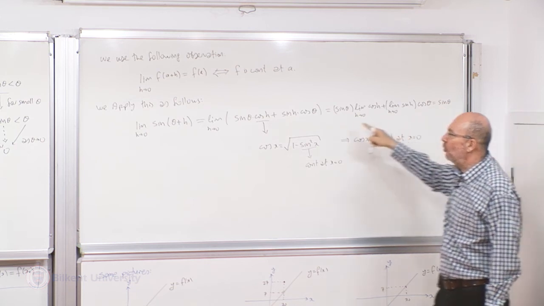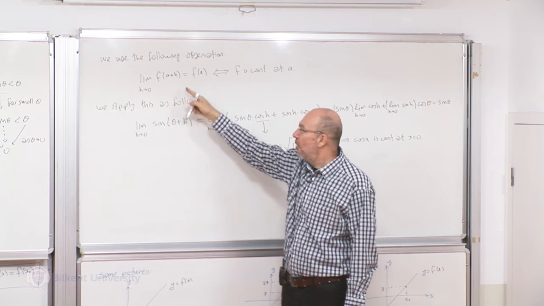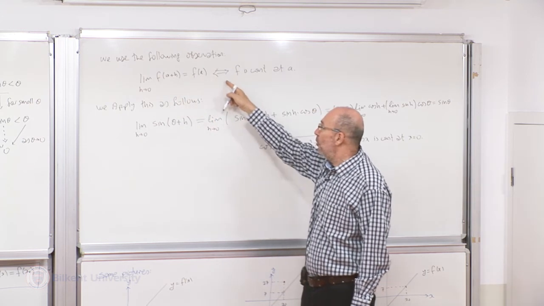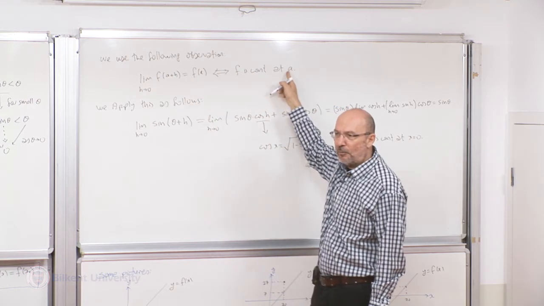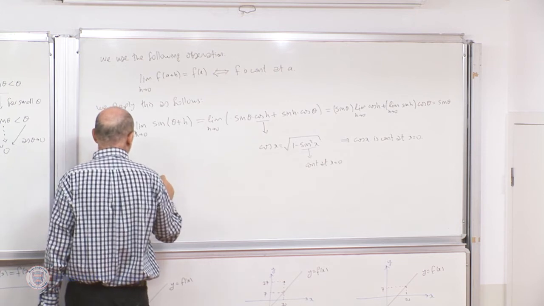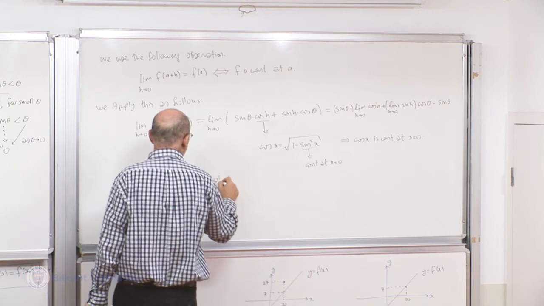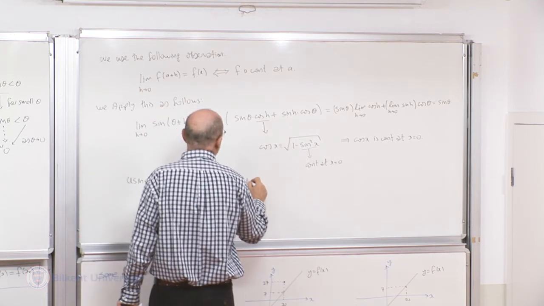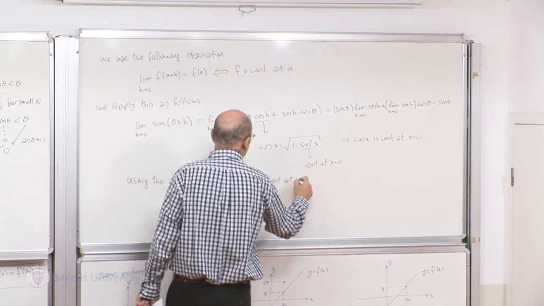Okay, so what did we do? We did this part. Our calculations gave us this part. But this observation tells us that if you obtain this, then f is continuous at that point. Okay, so using the above observation, sine is continuous at theta.